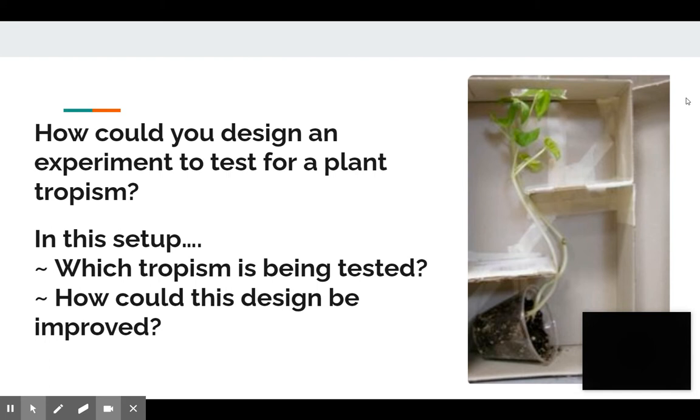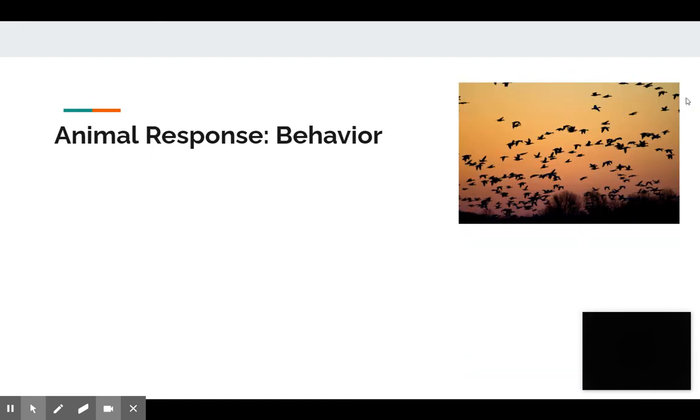It's growing up. To improve this, one thing that could be done is maybe to have a setup just like this, but have some boxes that were sitting on their side or even upside down to see if the plant was truly growing towards the light or whether it was just doing its best to grow away from gravity, to kind of separate out those variables. So that's just one example of how this could be tested.